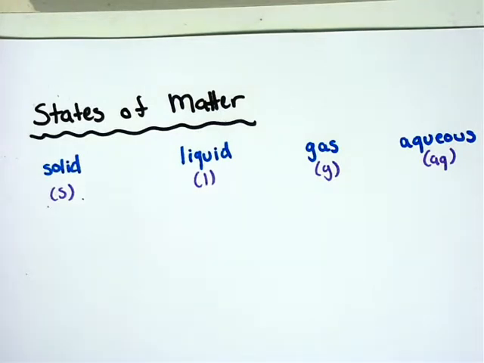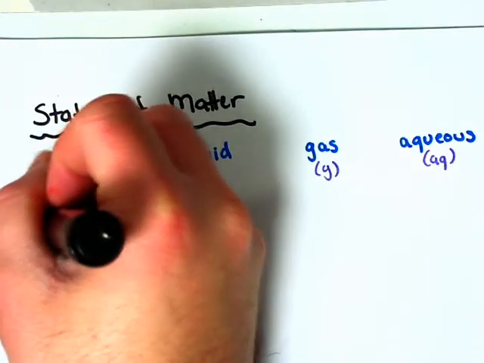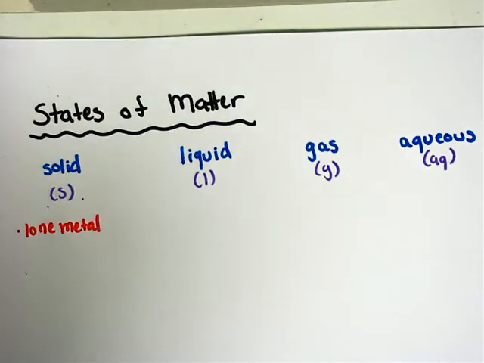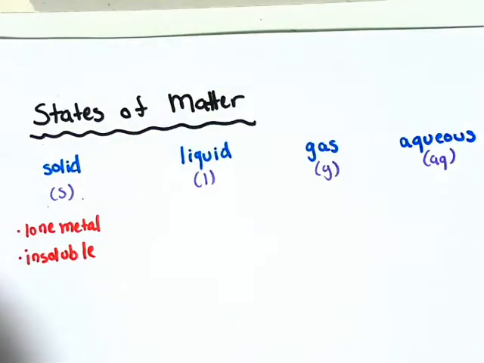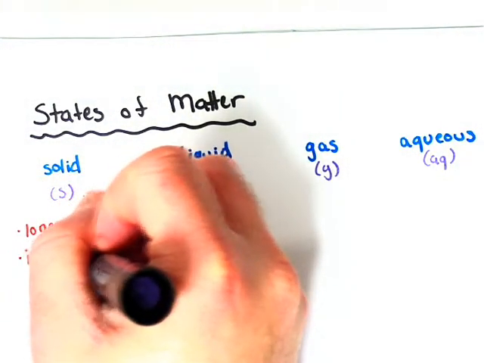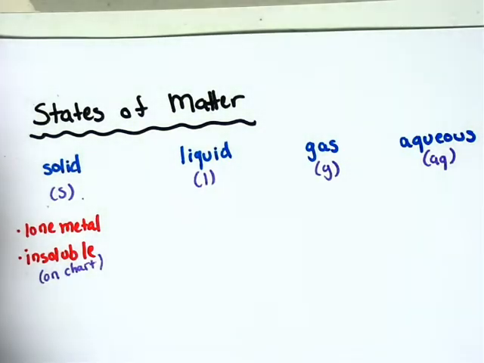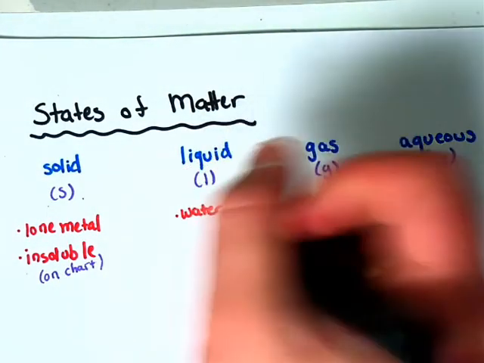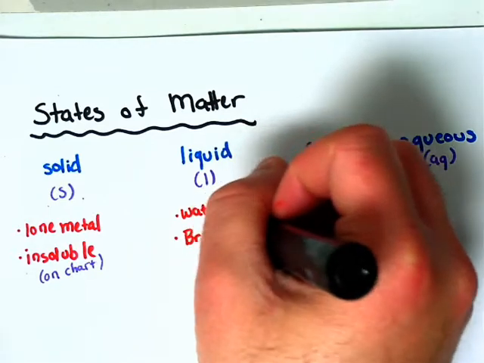If it's a solid, or if you have an element, it's going to be a solid if it's a lone metal, or if it is something that is insoluble. And we'll notice that something is insoluble because it'll be listed as insoluble on the chart. Liquids. Water is a good liquid. It's one of few. Bromine and mercury are also liquids.